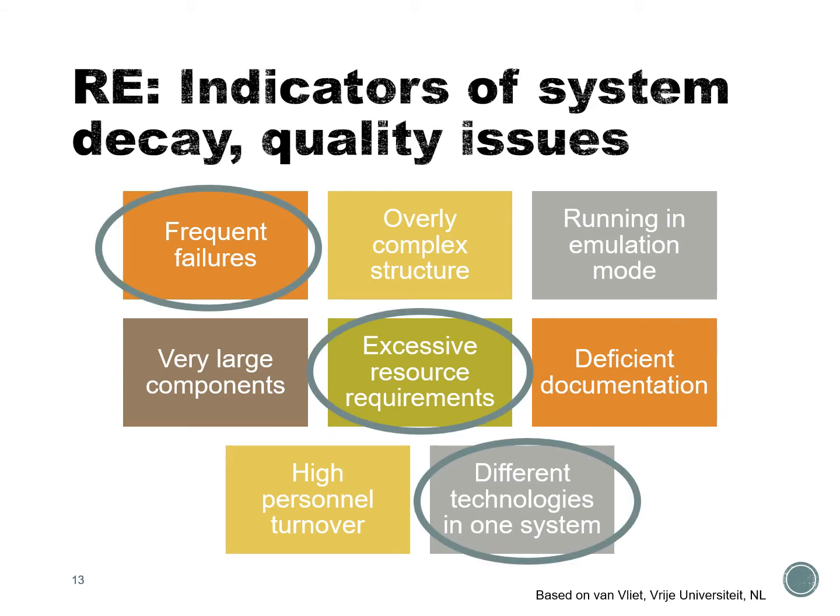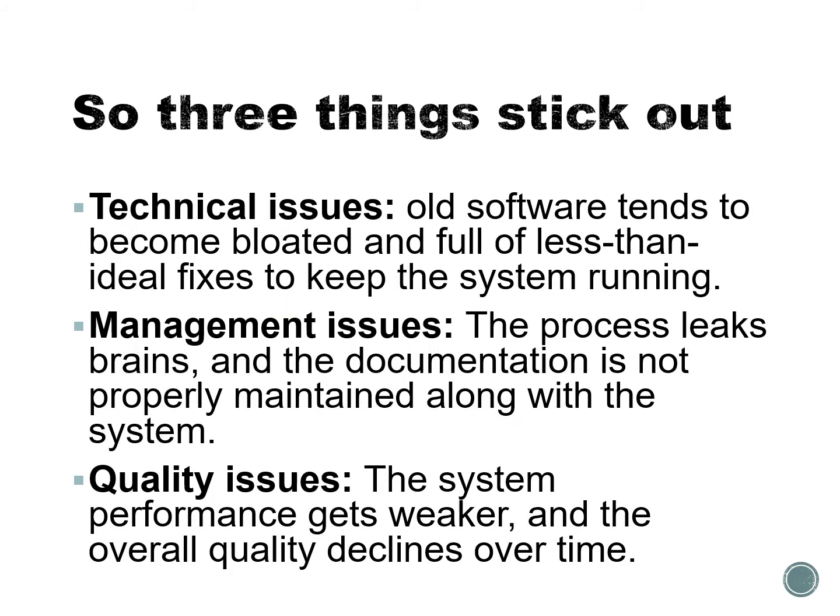Finally, there are also quality issues. So there are frequent failures, the system requires an excessive amount of resources to run, and there are different technologies in one system, meaning that of course there's bound to be a scenario when you need to fix something and you simply can't do it anymore. So technical, quality, and management aspects. Of course, these are more or less the three main problems you need to tackle.